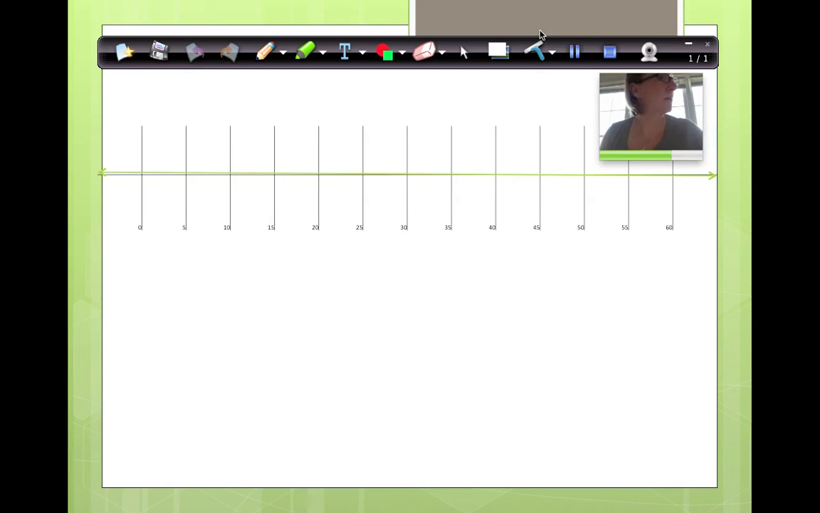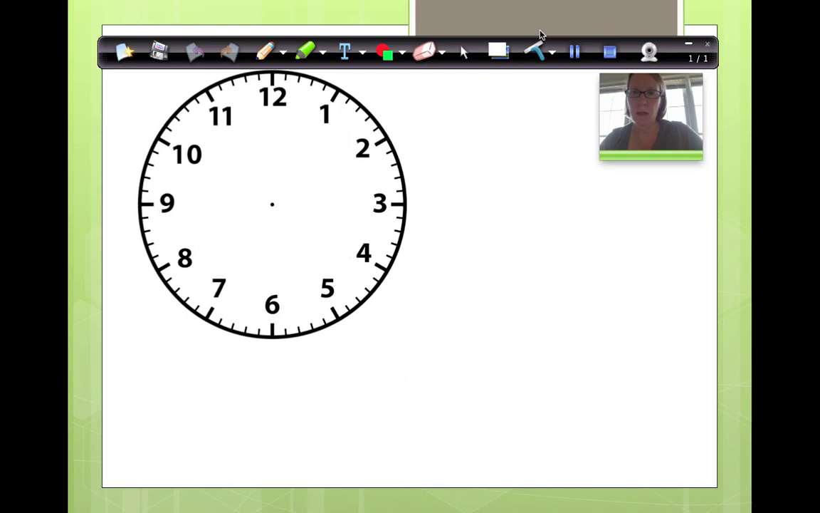Now, this time, let's use a clock to do it. Okay. Let's use a clock this time. And let's do a similar problem. Now, here's our clock. There's the clock I want.